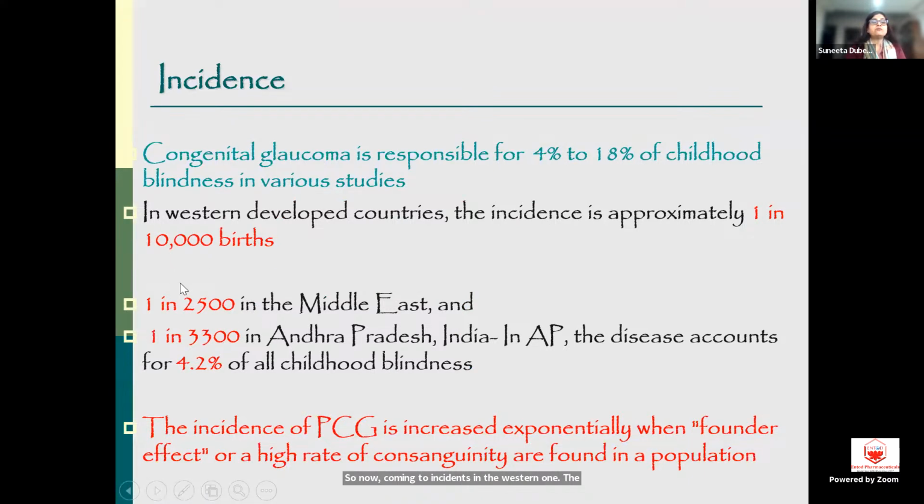Now coming to incidence, in the Western world, the incidence is 1 in 10,000 births, but it is very, very common in the Middle East population, 1 in 2,500. And in Andhra Pradesh, in India, it is 1 in 3,300 live births. It is because of the high rate of consanguinity which is found in these populations.